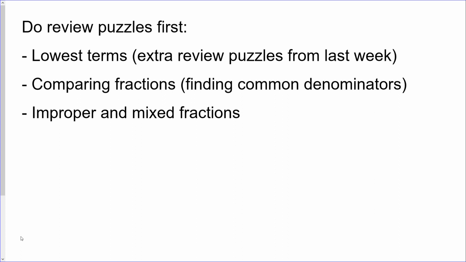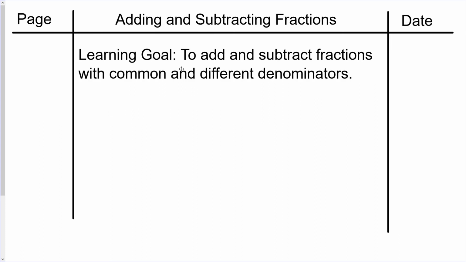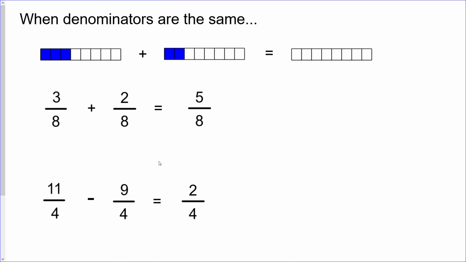Okay, on we go. Here's our learning goal for the week. Again, you don't have to write it down, but I would like you to write down a title and a date on the note that you're making right now. I trust that you are making a note. If you're not making a note, start making a note. You don't have to write down the learning goal, and our point is to add and subtract fractions with common and different denominators. Okay, so we'll keep moving on.